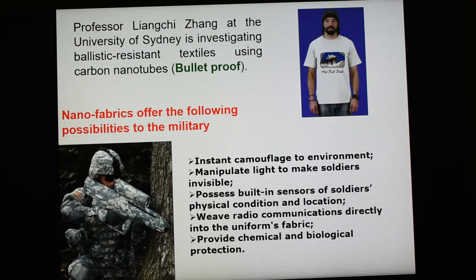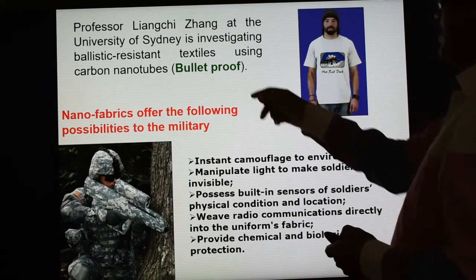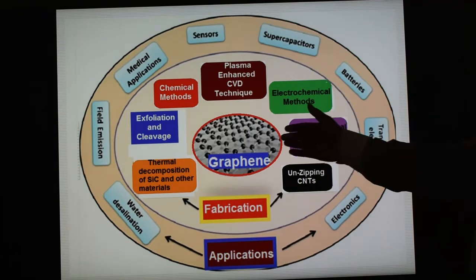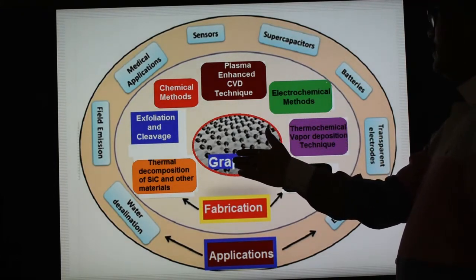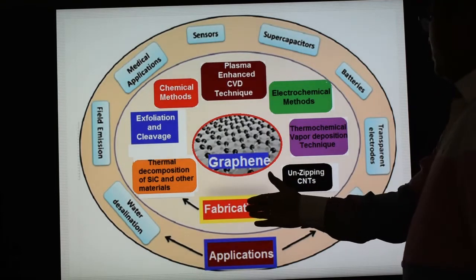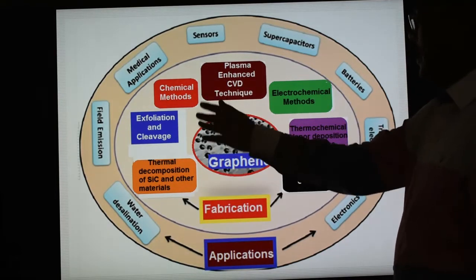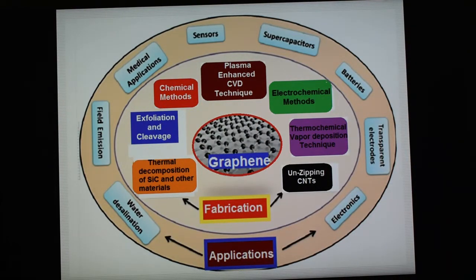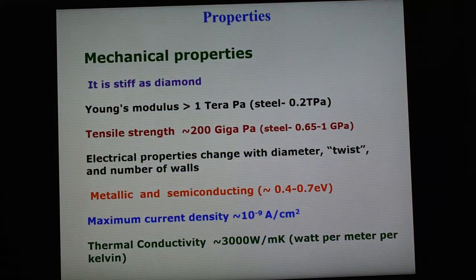So a very useful material. By using carbon nanotube textile, it is bulletproof also. Such a type of jacket can also be prepared by using carbon nanotubes. So this is an important application for our military, for the soldiers. And here graphene sheets are shown, and this carbon material or carbon nanotubes can be fabricated by using different methods. And here are some applications of these carbon nanotubes in different fields. And so these are the properties of these carbon nanotubes, mechanical properties.